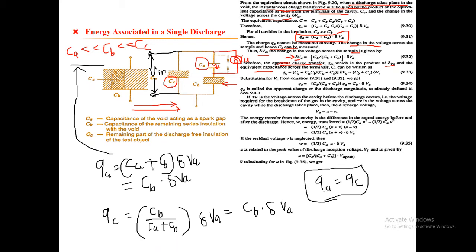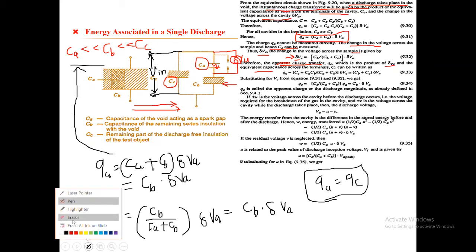Okay, so externally we have to supply the charge which can produce the similar effect during this partial discharge test. So QC is called the apparent charge or the discharge magnitude, which we need to supply externally to determine the magnitude of discharge that is being emitted or released when the discharge is taking place at the cavity site.